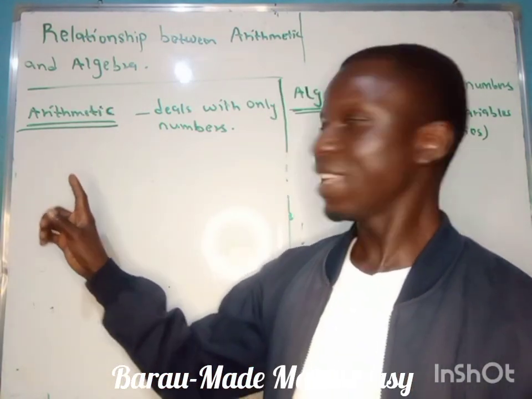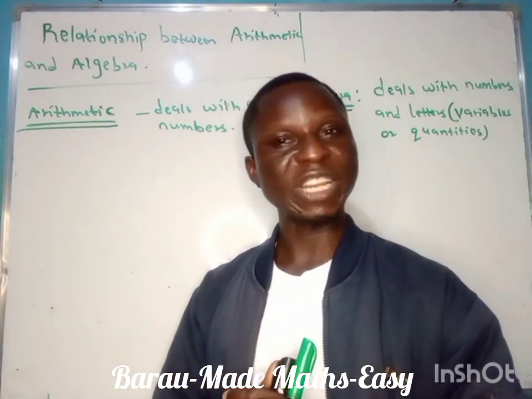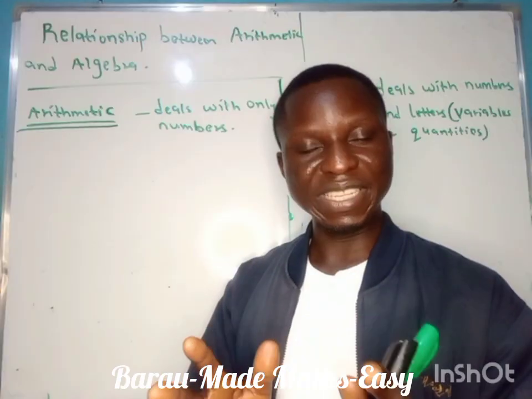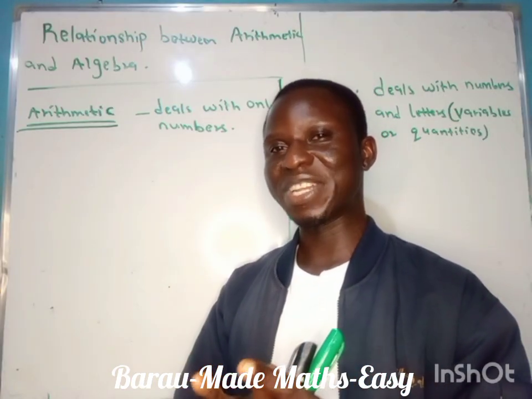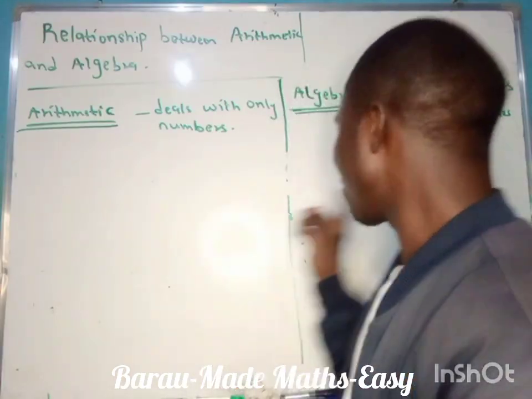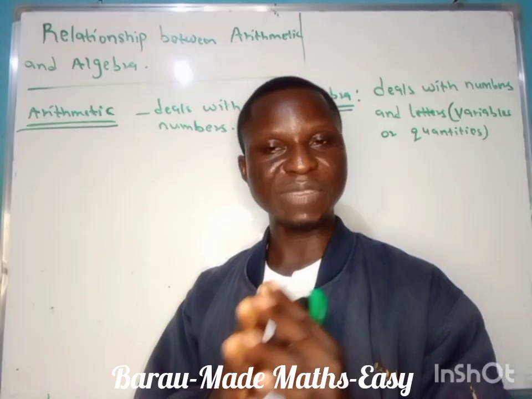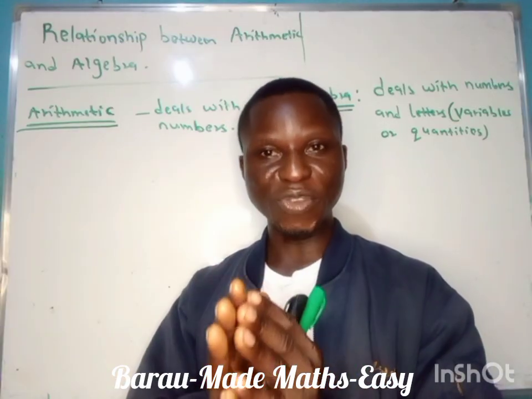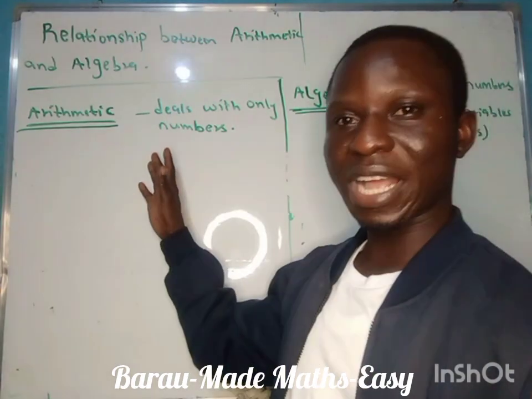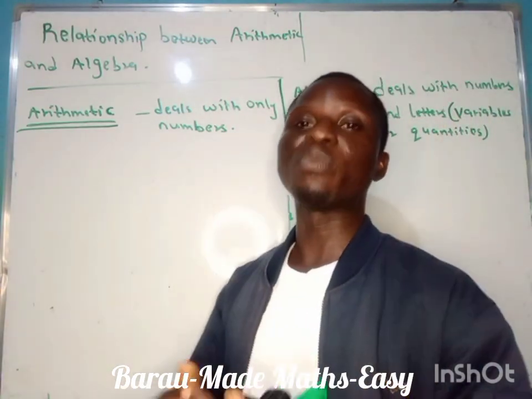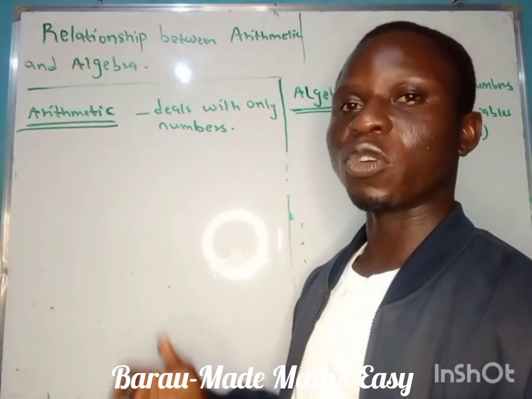What is arithmetic? Arithmetic is a branch of mathematics that deals with only numbers. In arithmetic, we only use numbers. That is, we carry out operations of addition, subtraction, multiplication, and division using only numbers. But in algebra, we deal with numbers and letters together. So algebra is a branch of mathematics that deals with numbers and letters. So as we said earlier, the relationship between algebra and arithmetic is in terms of the operations, in terms of performing the operation of addition, subtraction, division, and multiplication.